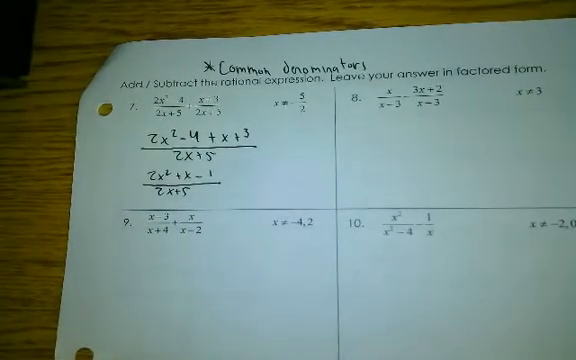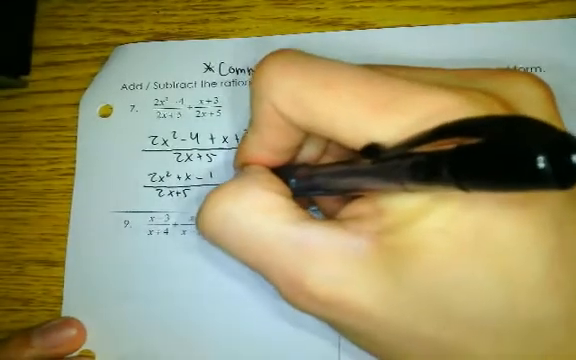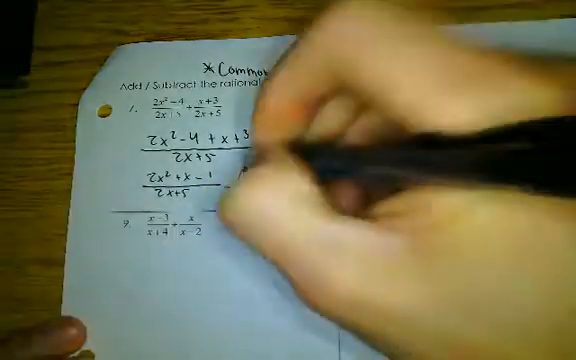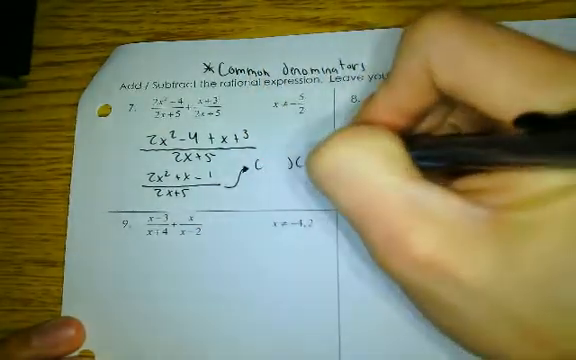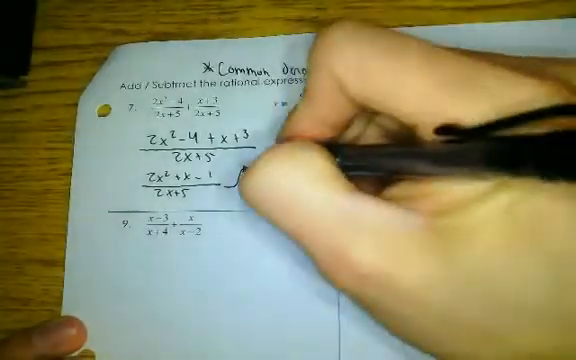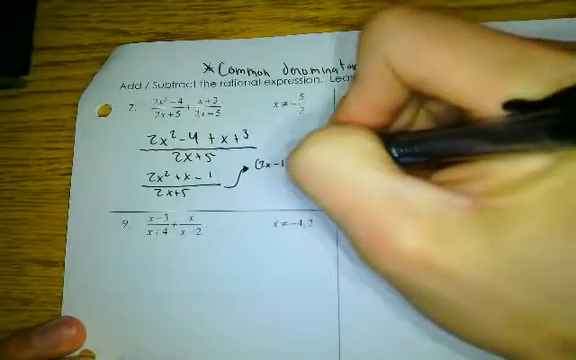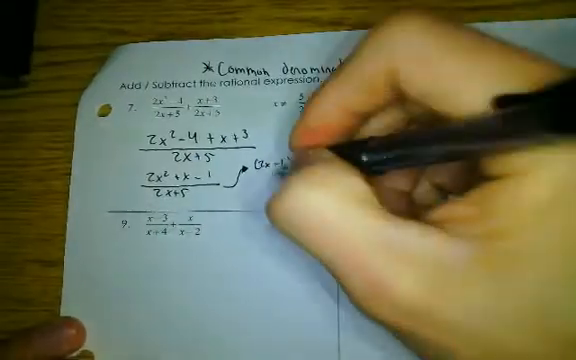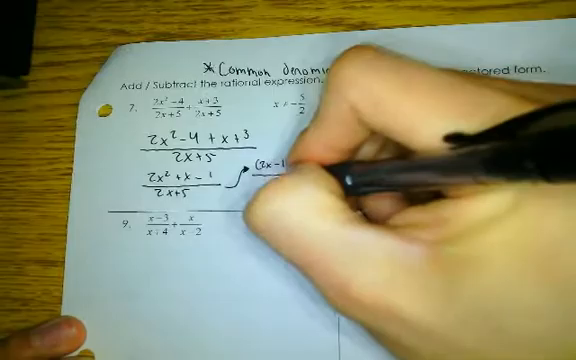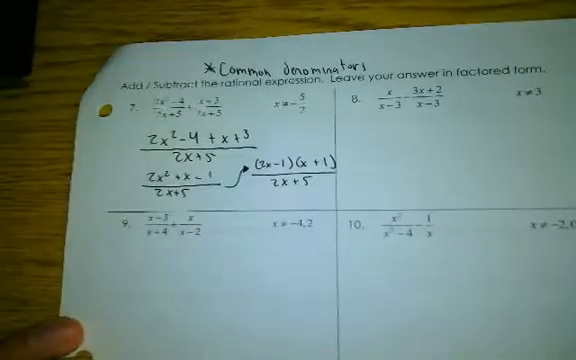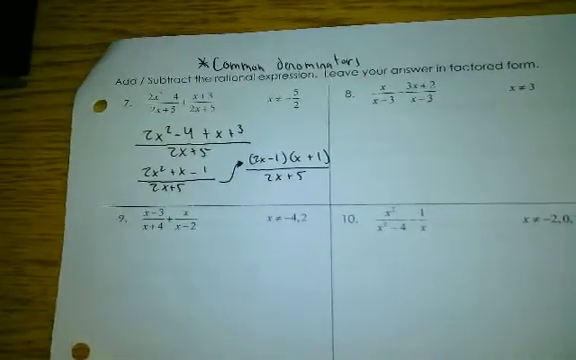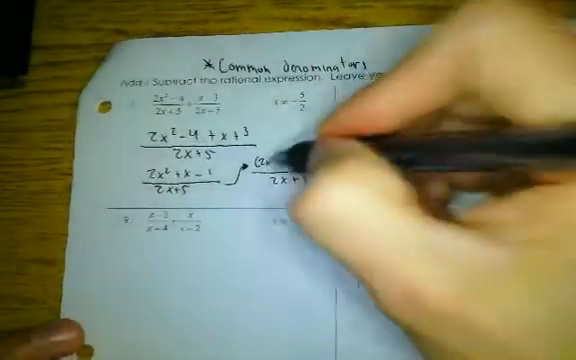Could this be factored further? Yes, you should be able to. So let's try it. On the numerator, what is it going to be factored to? 2x minus 1 and x plus 1. I agree. And the denominator stays as 2x plus 5. As you notice now, nothing is going to cancel out, so this is your answer.